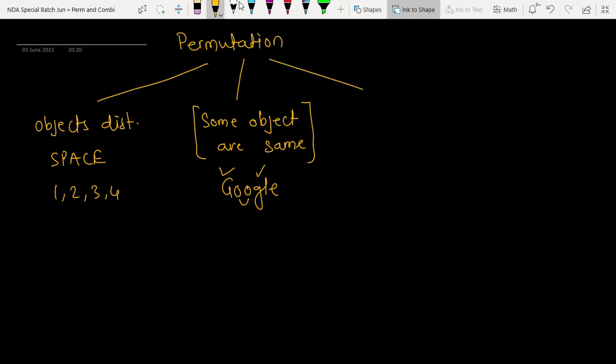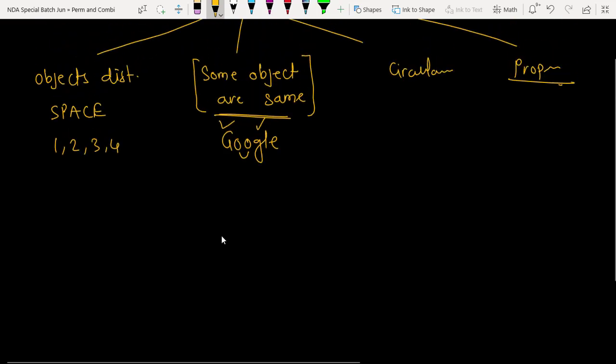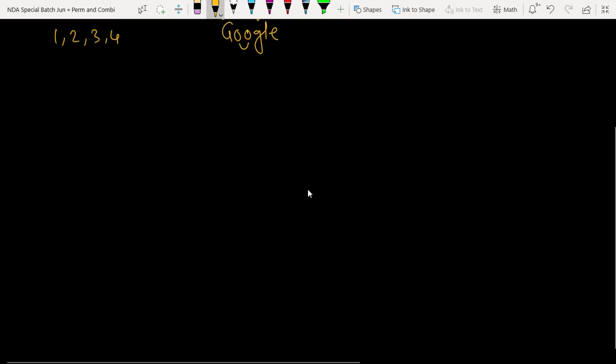The next type we will look at is circular permutation, and the last one is property based questions, which we will see in the next class. So let's have the same objects questions. One more thing we left; we will take that part first and then move to this.